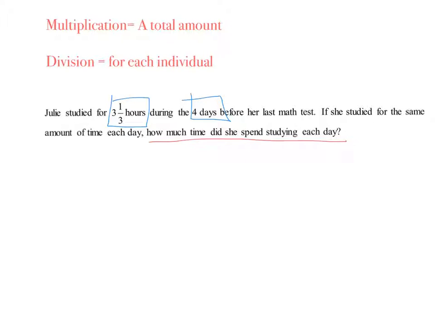So I noticed that it wants to know for each individual day, which would tell me it is a division problem because it's individual days. So it's wanting to divide the hours by the number of days. And last week we talked about in division, we want to change our mixed numbers and whole numbers to improper. So we discussed how that we can do 3 times 3 is 9, plus the 1 gives us 10, so this would actually be 10/3, divided by, and then to make a whole number improper is 4/1.